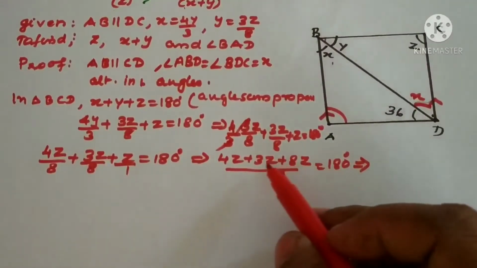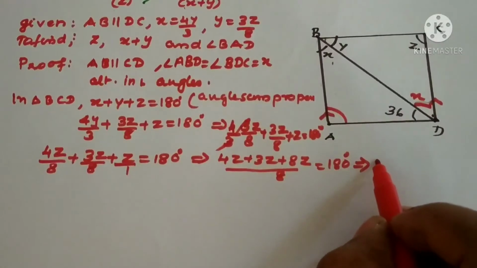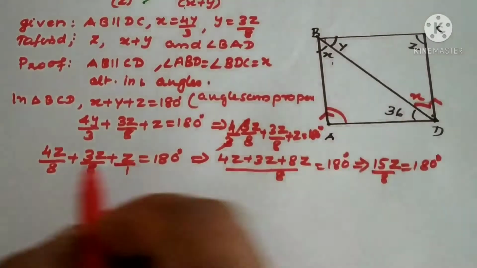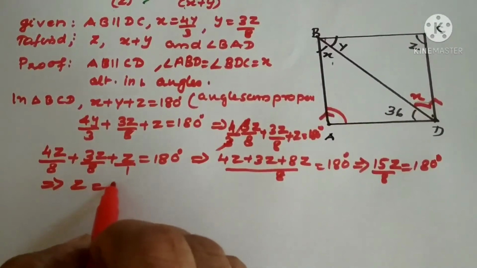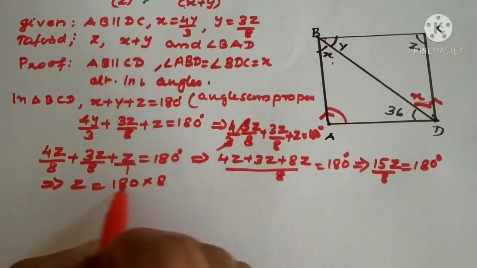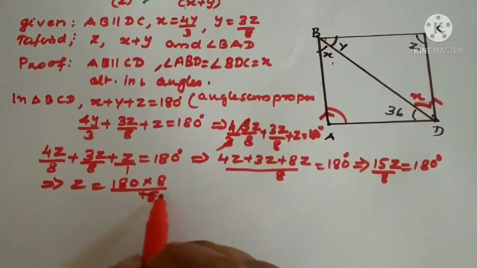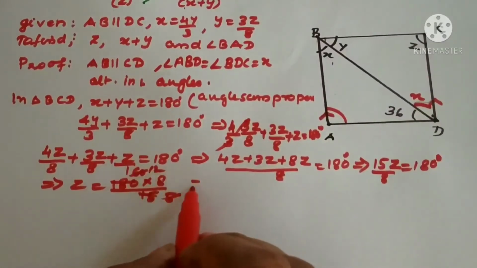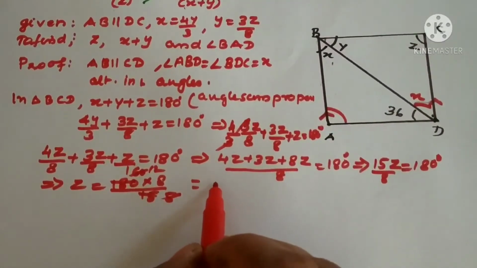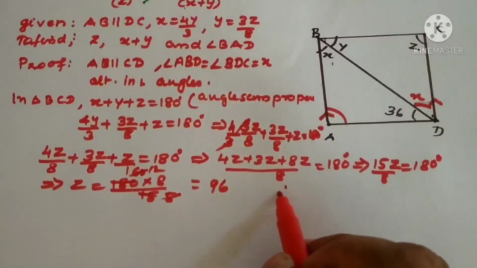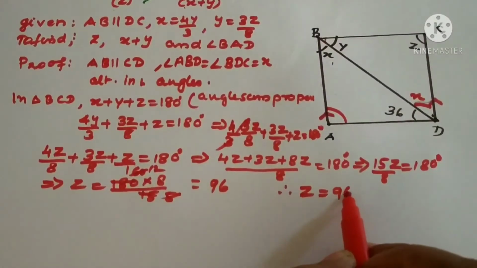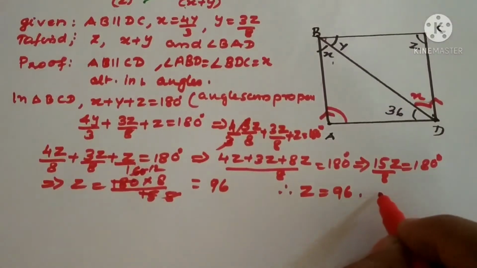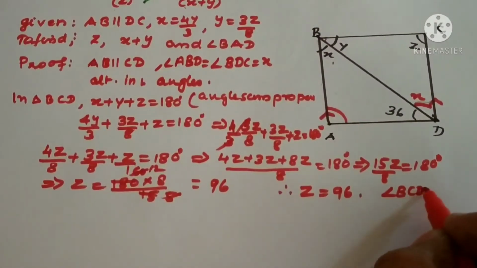implies 15z by 8 equal to 180. z equal to 180 into 8 by 15. 3, 5, 360 and 5, 12. So it is equal to 96. z equal to 96. That means angle BCD equal to 96.